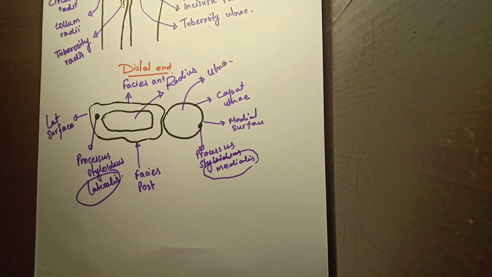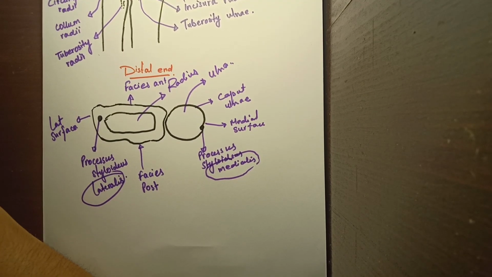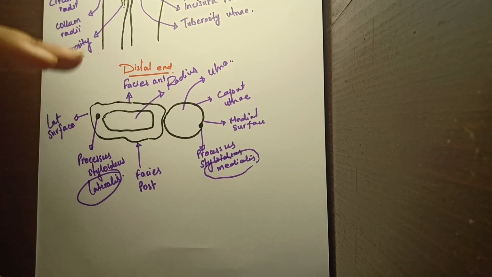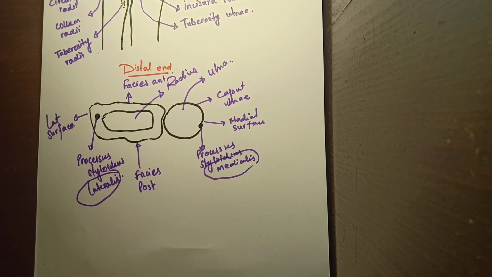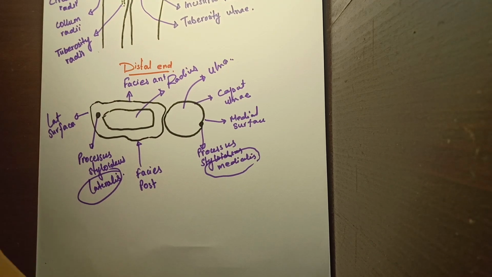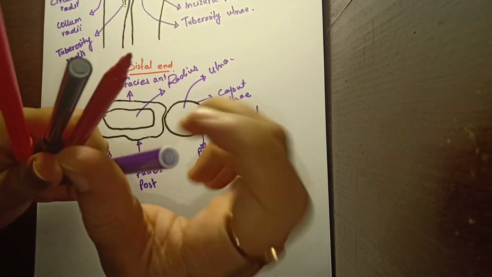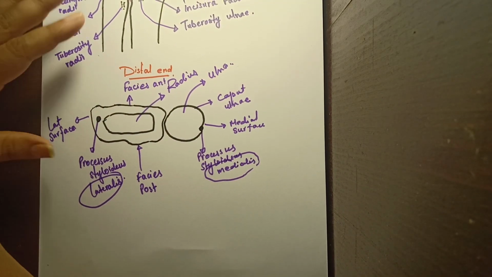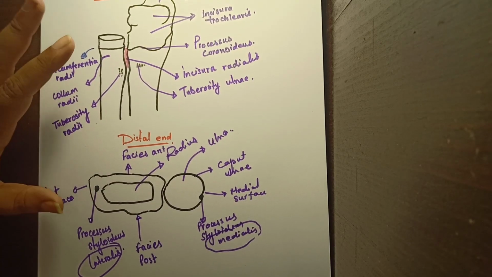If you don't understand, then please go to see our video on the radius and ulna. Okay, so this is the distal end of the radius and ulna, and you can see how they are joined with each other, right? So don't confuse that we are seeing on the top of the radius and ulna at the distal end. So this is how proximal and distal end of radius and ulna look like.